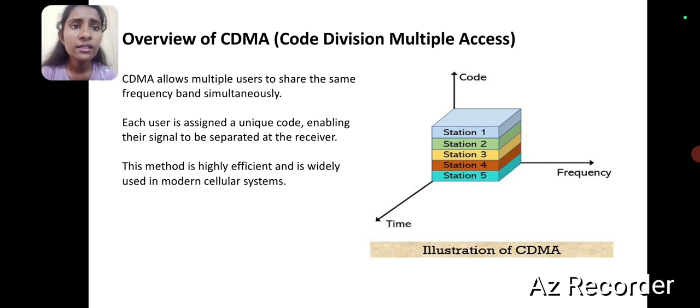Next, what is CDMA? CDMA allows multiple users to share the same frequency band simultaneously. FDMA is used to share different frequency bands simultaneously, but CDMA will allow multiple users to share the same frequency band simultaneously. Each user is assigned a unique code. This method is highly efficient and is widely used in modern cellular systems.